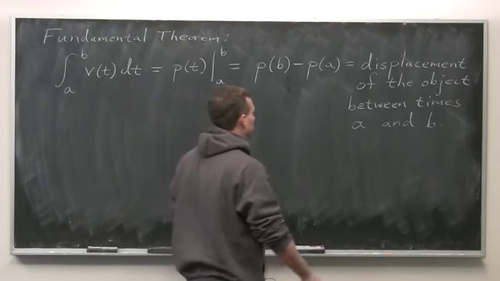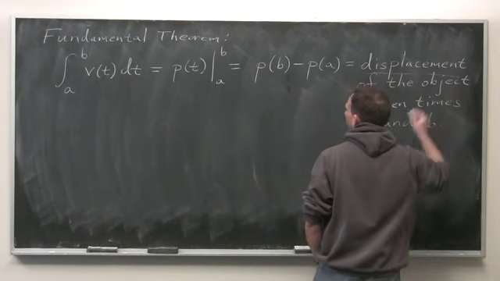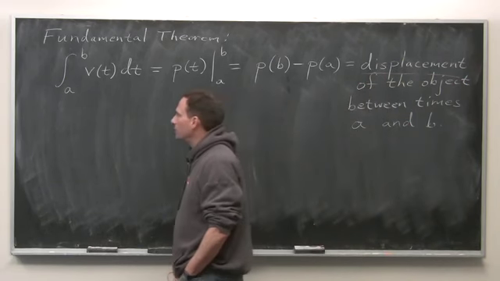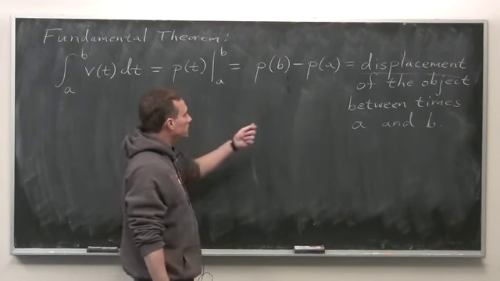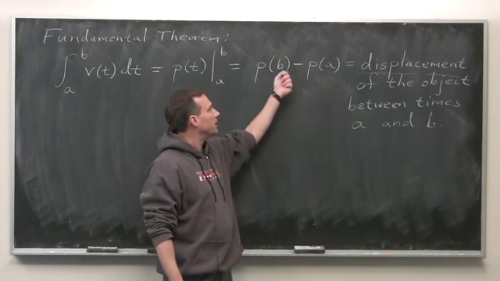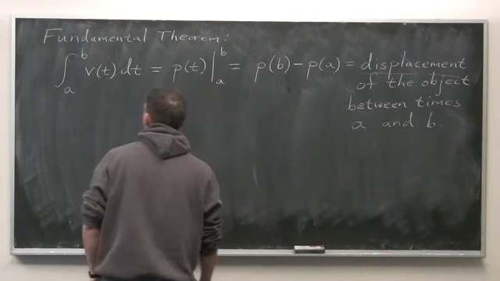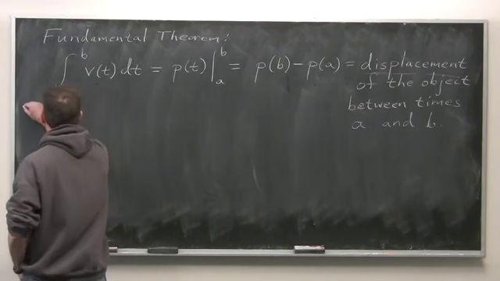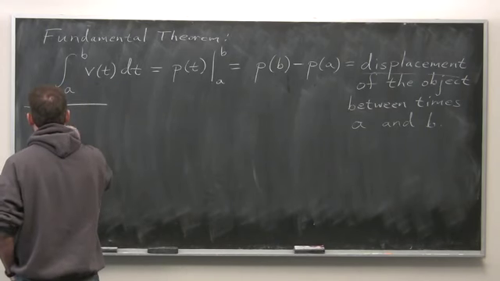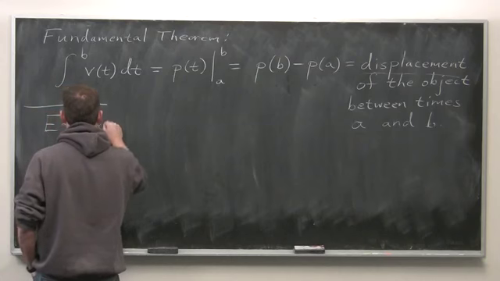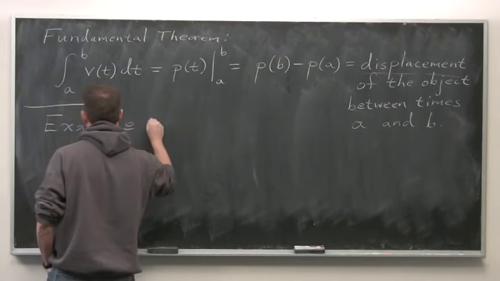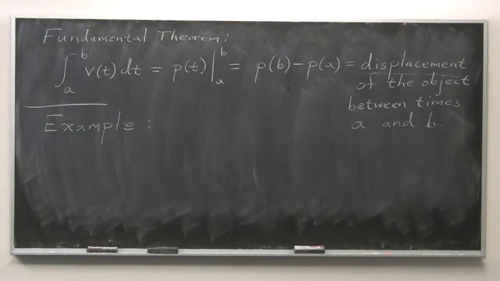All right, that's the displacement. By definition, displacement is the change in position, and you get it by integrating the velocity. We don't know necessarily the position at time a or the position at time b. We just know the change in position. So what's an easy example? I would like to look at an example.